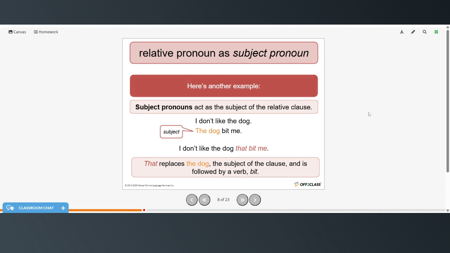Here's another example. Subject pronouns act as the subject of the relative clause. I don't like the dog bit me. I don't like the dog that bit me. That replaces the dog, the subject of the clause, and is followed by a verb, bit.